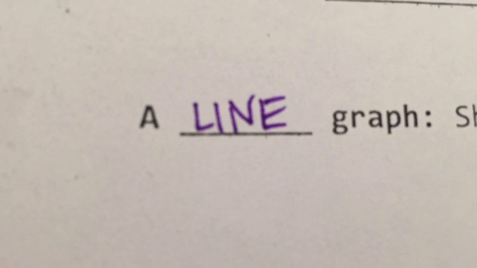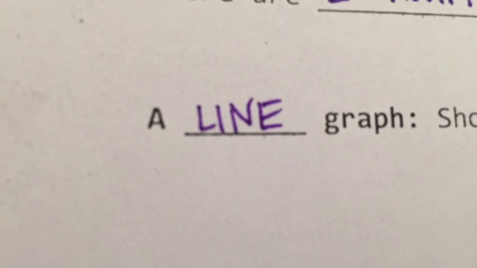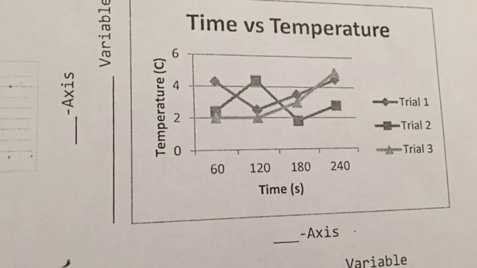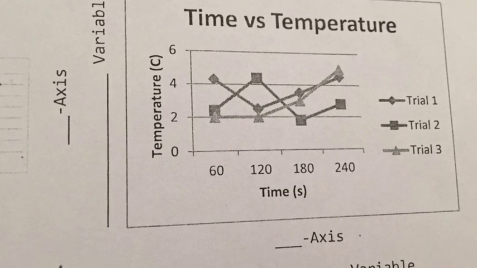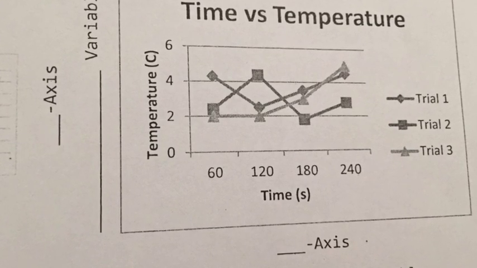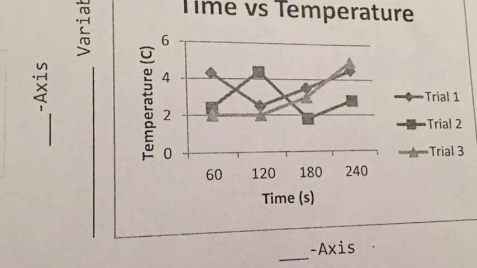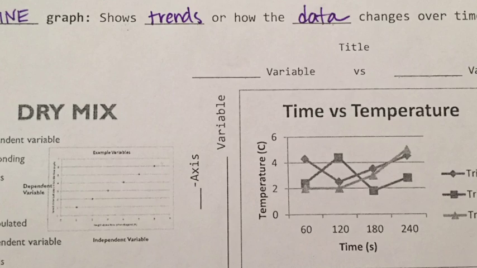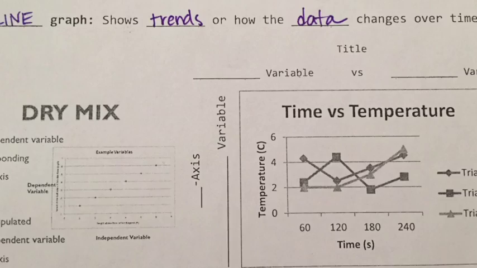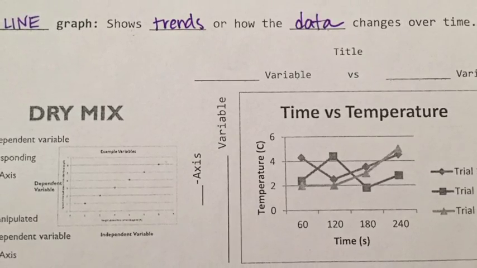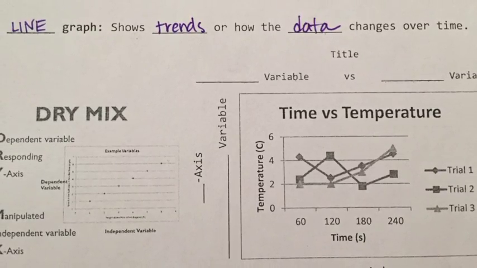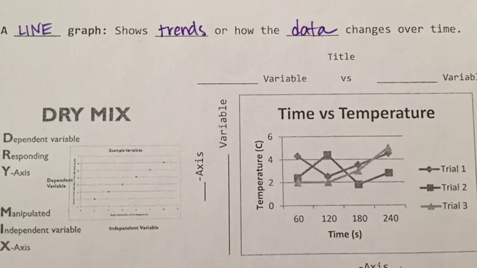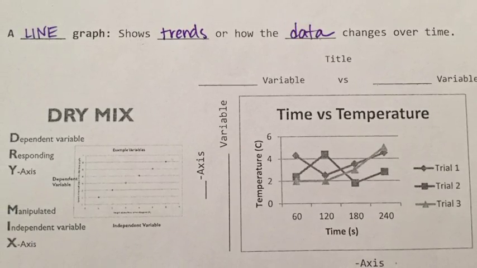The first type of graph that we're going to be using is a line graph. Here's a picture of a line graph. It's going to have different points connected together by lines. A line graph shows trends or how the data changes over time. You're not always going to see time on a line graph, but it's usually going to have time as one of our variables.